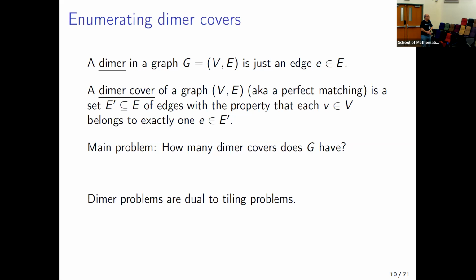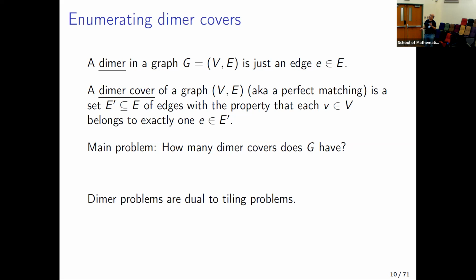Okay, some terminology. If you know graph theory, you already know what a dimer is. You just don't necessarily know that word. It's an edge. That's all that it is. A dimer is an edge of a graph. And a dimer cover is what we'd call a perfect matching of a graph.